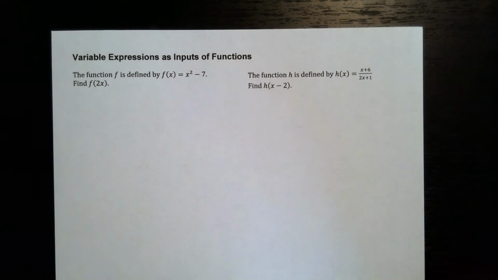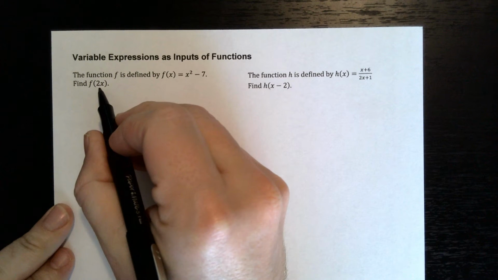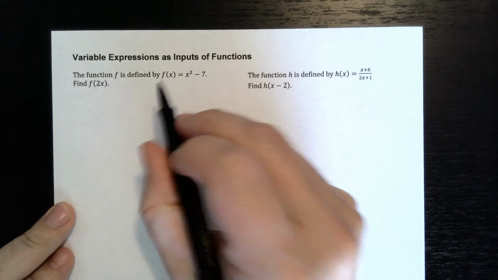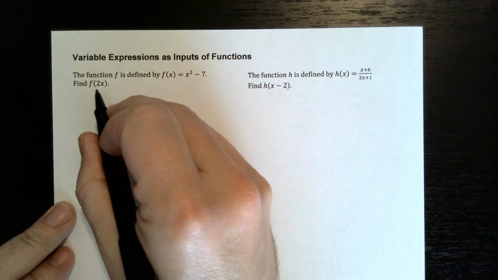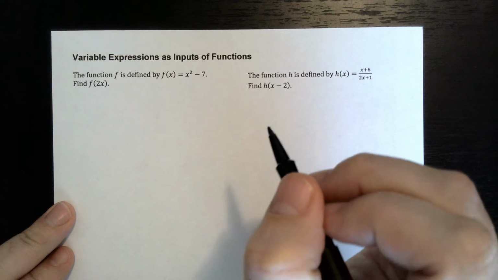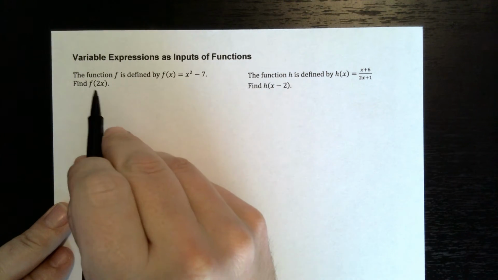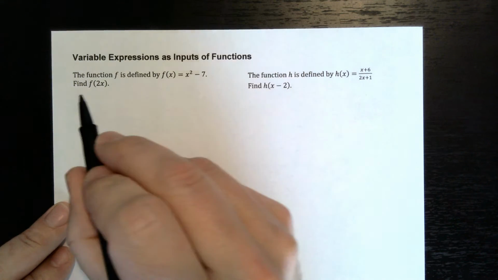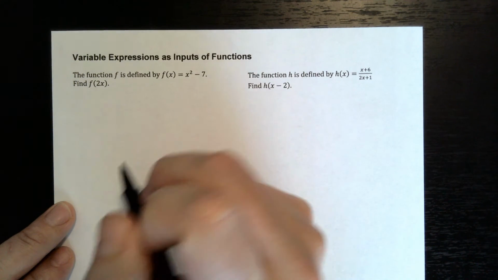In this video, we'll be looking at variable expressions as inputs of functions. So what that means is that instead of plugging in a number like f of 2 or h of negative 2 or something like that, we're going to have a number and a variable in there. Okay, so this is an expression, 2x. So everywhere we see an x, we're instead going to replace it with a 2x.